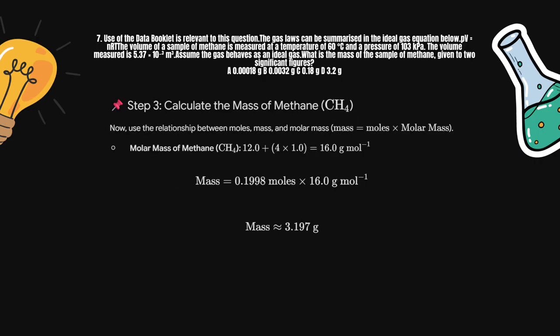Step 3. Now that we have the moles, we can easily convert them into mass. The molar mass of methane, CH4, is 12 for carbon plus 4 times 1 for hydrogen, which gives us 16 grams per mole. Multiplying our 0.1998 moles by 16 grams per mole leaves us with roughly 3.197 grams.